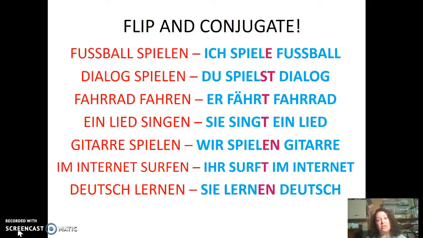So then what you're going to have to do is take your verb phrase, like Fußball spielen, and you need to flip and conjugate. So look at the examples. Fußball spielen, you flip it, and you conjugate the verb. The verb is spielen. The verb has the en on the end. So ich spiele Fußball. Dialog spielen becomes something like Du spielst Dialog. Fahrrad fahren, fährt Fahrrad. Ein Lied singen, to sing a song. Sie singt ein Lied. Gitarre spielen, wir spielen Gitarre. Im Internet surfen, ihr surft im Internet. Deutsch lernen, Sie lernen Deutsch. So notice in the blue sentences, the verb is always second, and the ending has been changed to match the subject.